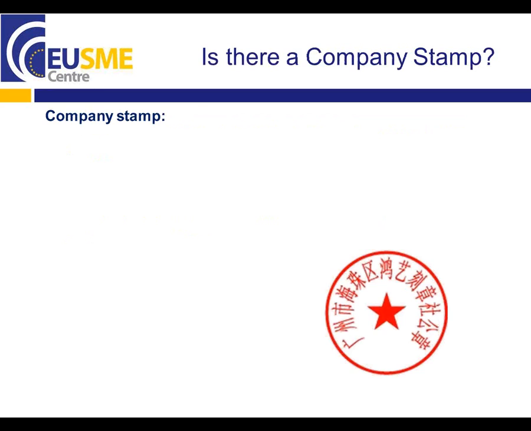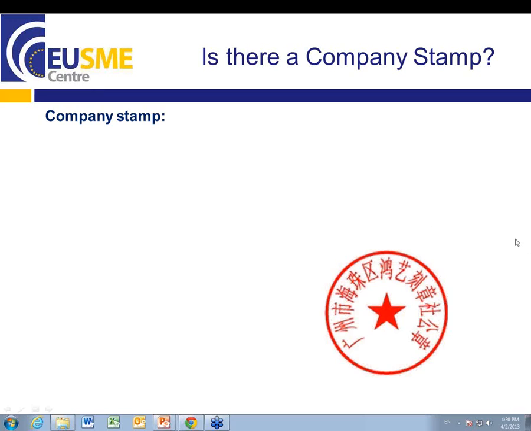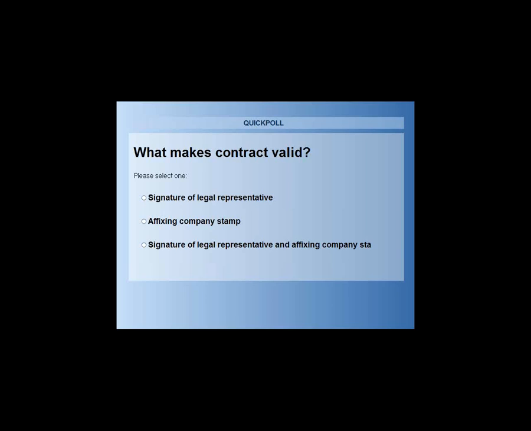Here, maybe we'd like to launch a second poll, also to gauge your knowledge and how mature you are before we move to the next element. So I'm going to share the second poll with you in a few seconds. The question on this poll, which should appear on your screen, is: what is actually making a contract valid? Is it A, the signature of the legal representative, B, affixing the company stamp, or C, the signature of the legal representative and the affixing of the company stamp, so both? Looking for the answers coming in.